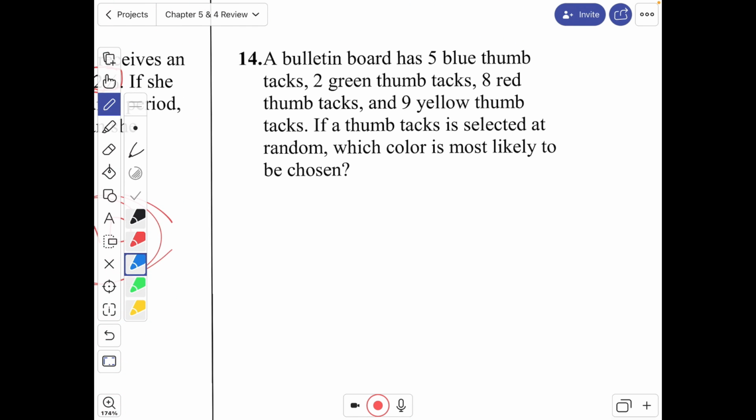Number 14, a bulletin board has 5 blue thumbtacks, 2 green thumbtacks, 8 red thumbtacks, and 9 yellow thumbtacks. If a thumbtack is selected at random, which color is most likely to be chosen? Well, which one has the most? 9 is the most. So the one that is most likely to be chosen is yellow.